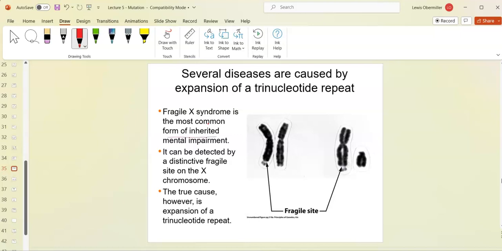So this is a form of inherited mental impairment. It's detected by, you can visually look at it through staining. It's on the X chromosome, and it's due to the expansion of a triplet repeat, right? Like AGT or whatever, over and over again.